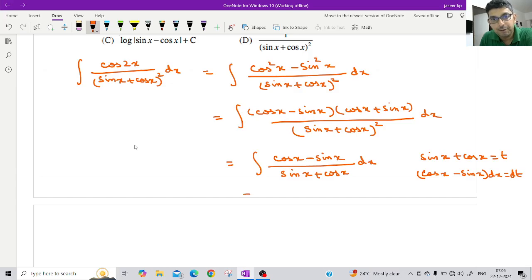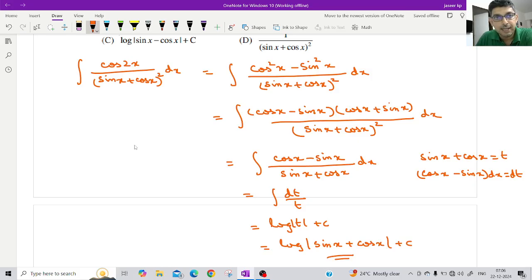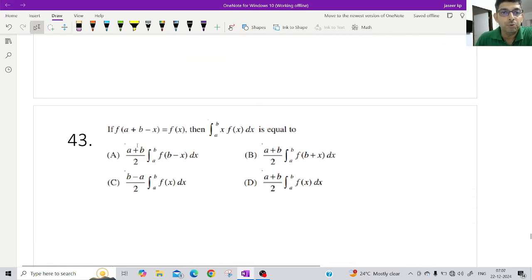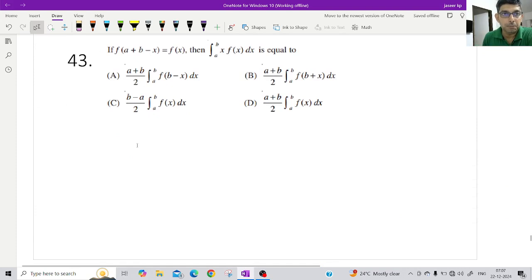So the whole thing will become dt by t, which is the same as log t + c, and our t is sin x + cos x, so it is log of (sin x + cos x) + c. So the answer is log of (sin x + cos x), that is option B. Now we'll move to the next, 43rd problem.